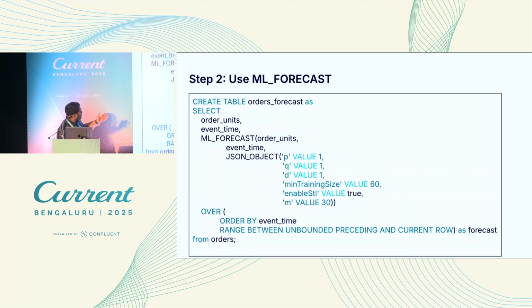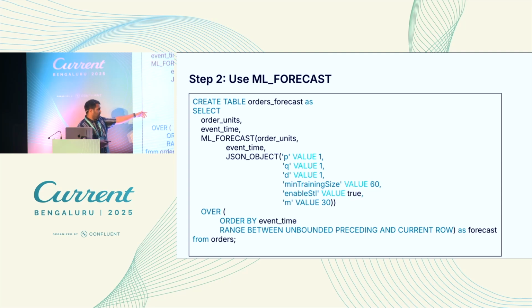Step 2 is to have a select statement that calls ML forecast, which is built in within Confluent Flink. You just need to provide the value, the timestamp, and a configuration. Going back to what we talked about, if you want to do the manual way, you can specify the P, Q, D values. We do have default values for all the configurations, so if you don't know what should be the minimum training size, you can experiment with it, let it use the defaults.